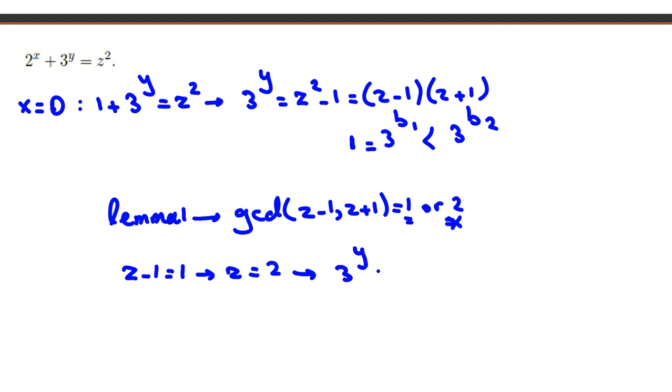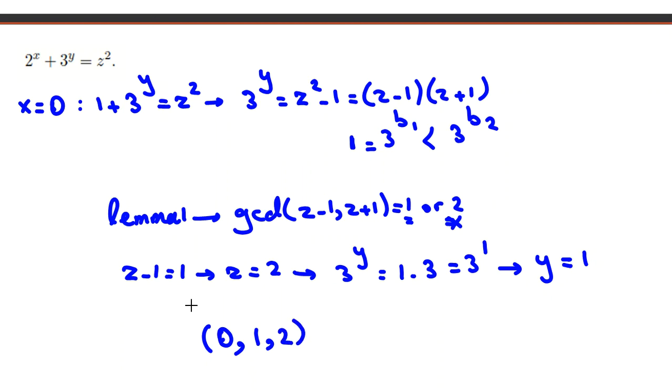So 3 to the y is what? z is 2, minus 1 is 1, times 2 plus 1 is 3. So 3 to the 1. So y is 1. Now we conclude x is 0, y is 1, and z is 2. So we found one more answer, let me draw it with red. We found the second answer.